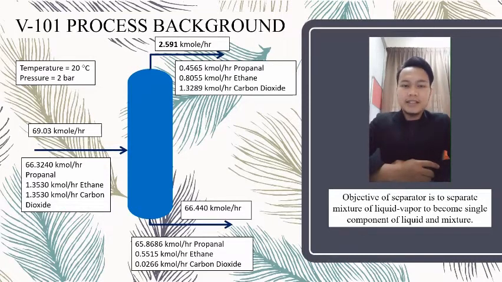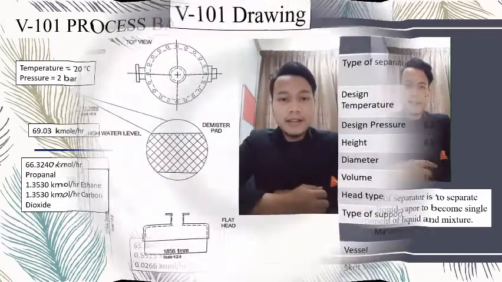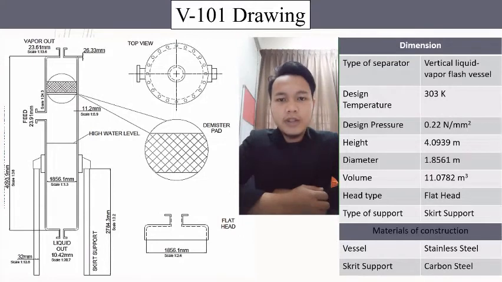As we can see here, the bottom product is rich in propanol while the top product is rich in carbon dioxide. Next to me is the drawing of the separator, which includes the top view, the demister pad drawing, the drawing of the head and also the overall design of the separator.